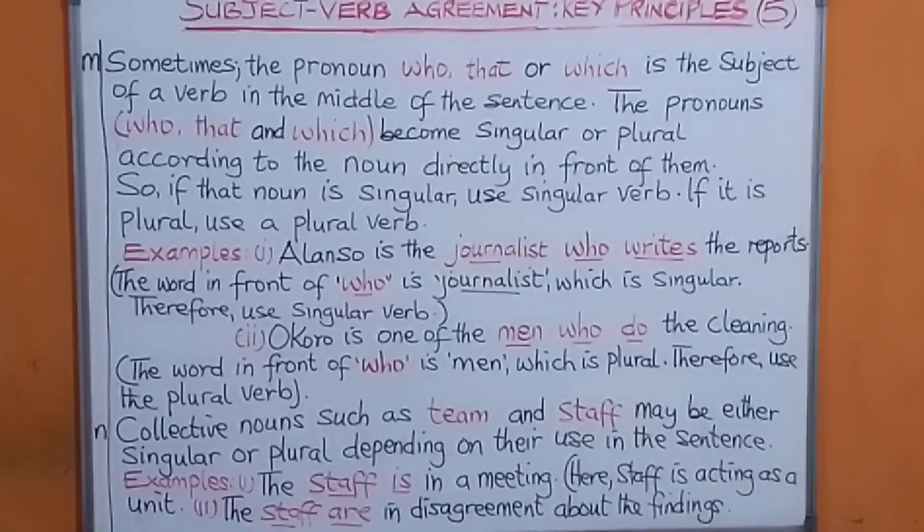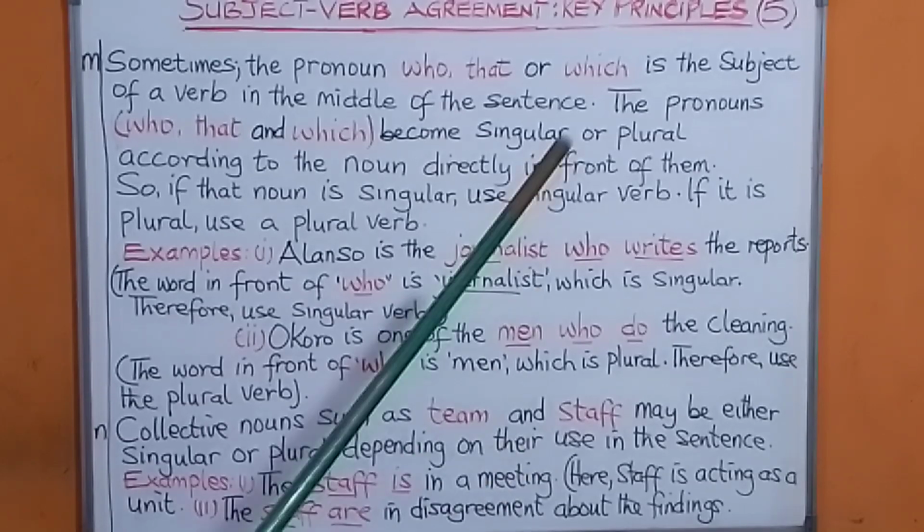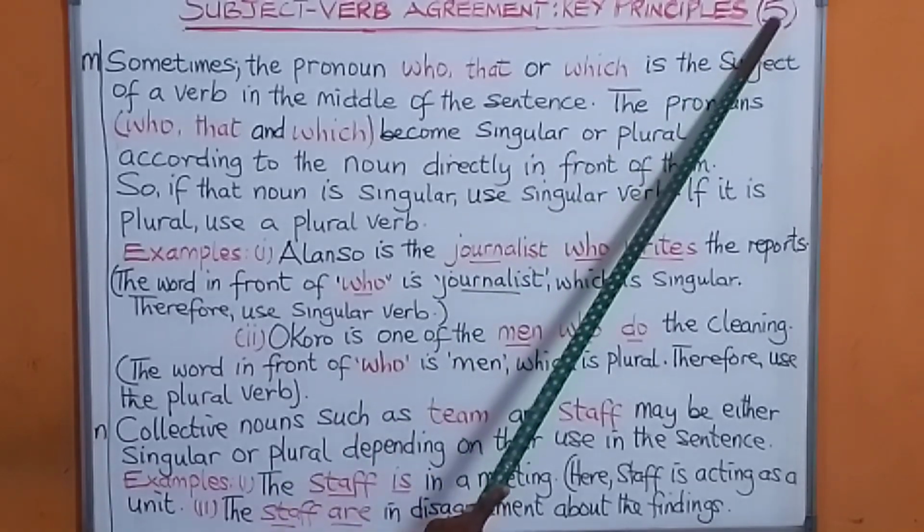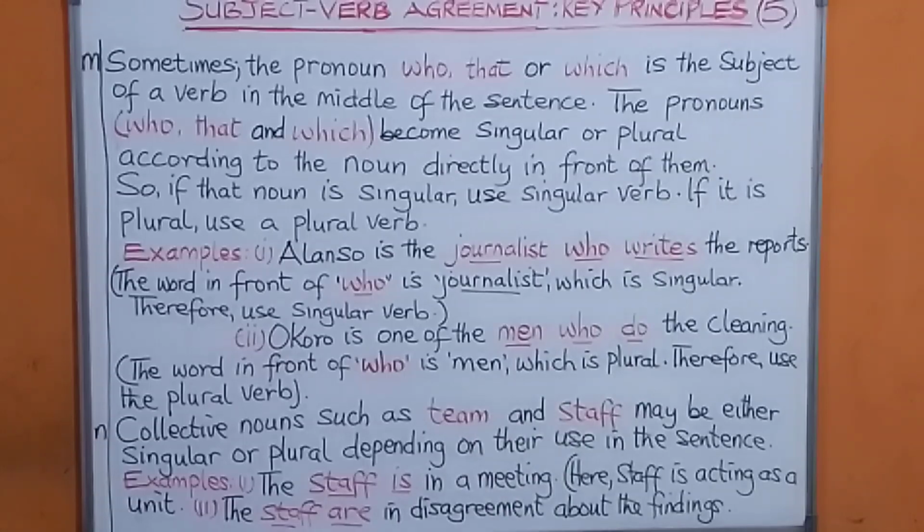Presentation on subject-verb agreement. Subject-verb agreement, lesson 5. Key principles. So we are looking at the key principles, what you have to understand, very important in grammar. Very important, what you have to understand in using your subject vis-a-vis the verb. If you don't use that correctly, your grammar will be wrong.